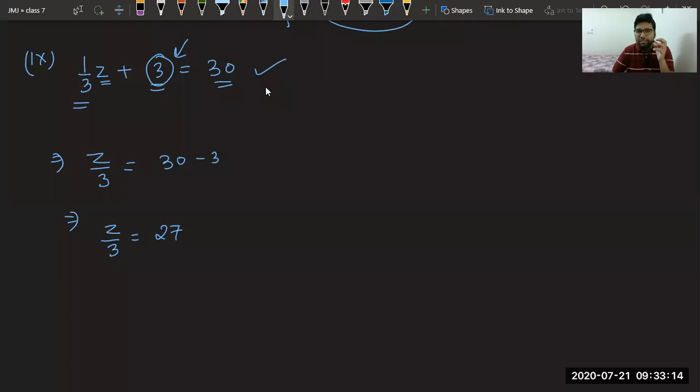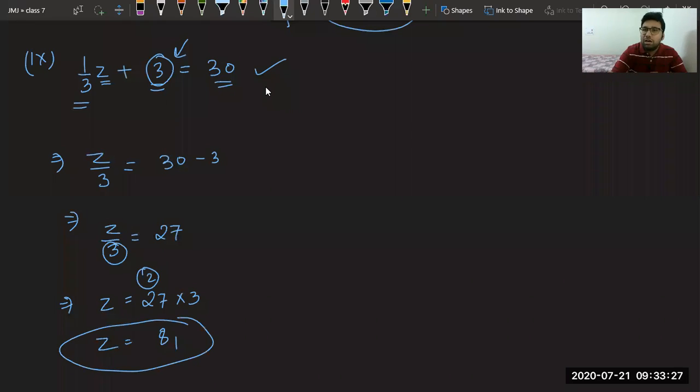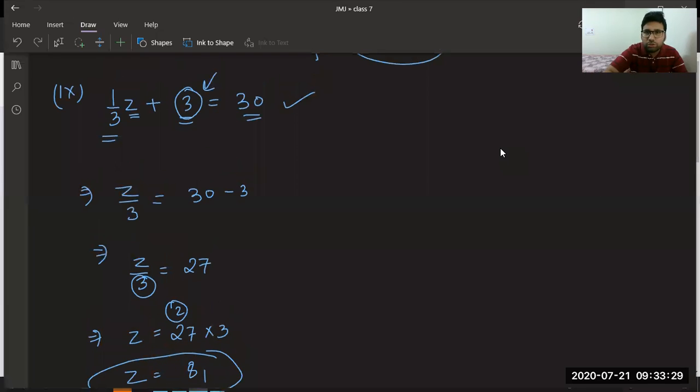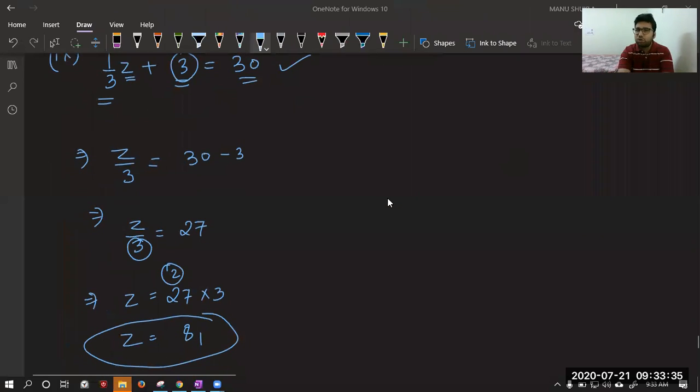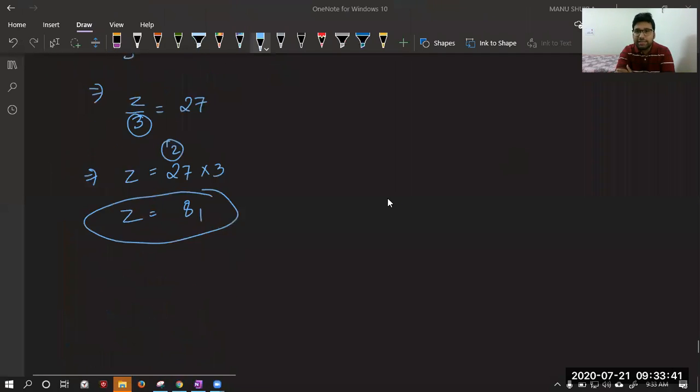Now the time has come for this 3. It will be z is equal to 27 into 3, and the answer is 81. I hope it's clear to all of you. Yes. So again, we have solved from our side. It was not asked in the question. Okay. So let's see the next part.